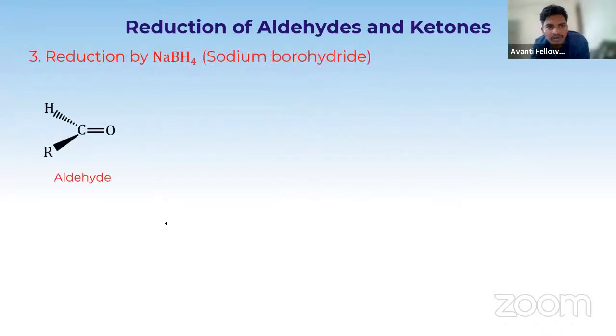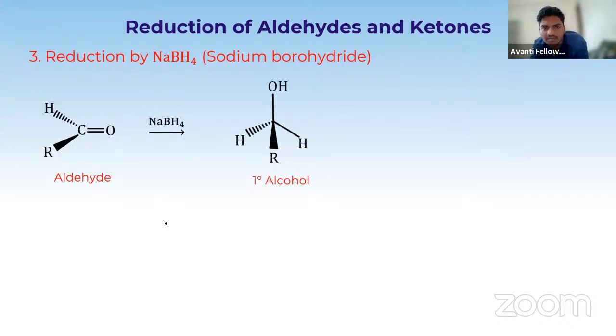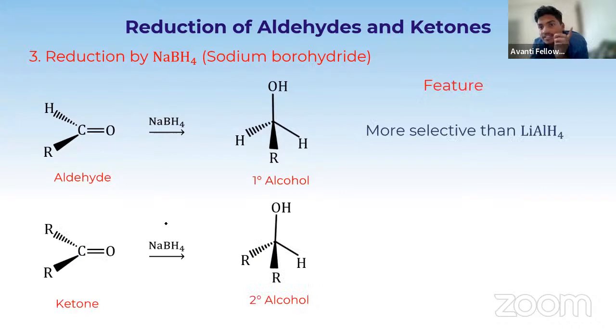So now next, sodium borohydride. Again, this is another reducing agent, where with NaBH4 you are going to get primary alcohol. Same story, ketone you are getting secondary alcohol. It is more selective than LiAlH4. That we'll know in the upcoming class.